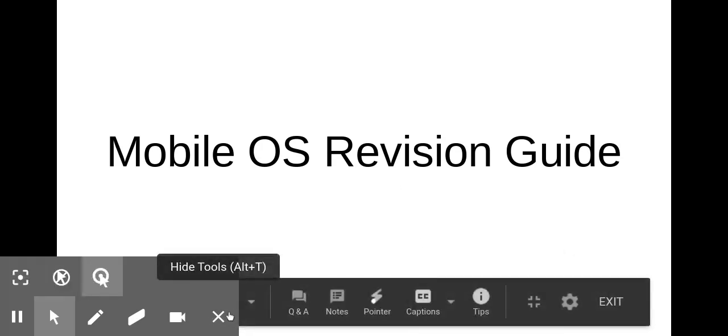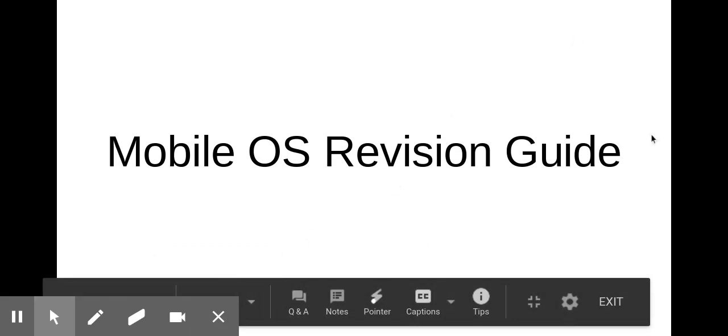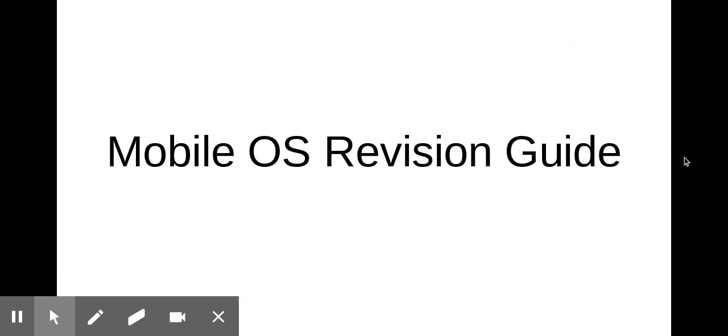Okay, I'm just going to go through the topics on the mobile operating systems exam. Just at this point, though, I would pay attention in the exam to the language used in the question.